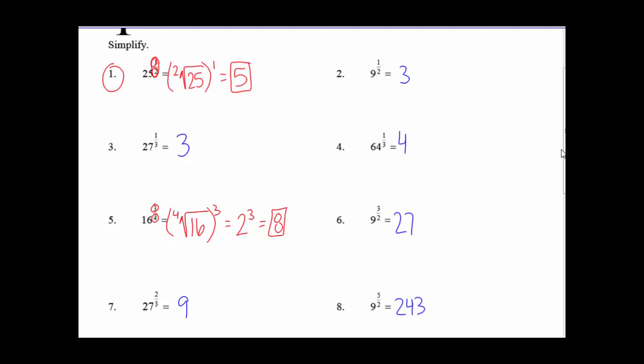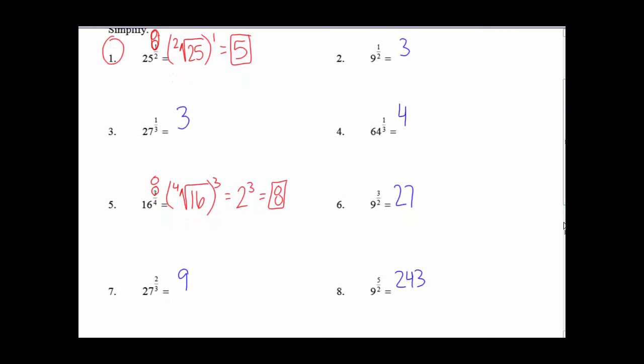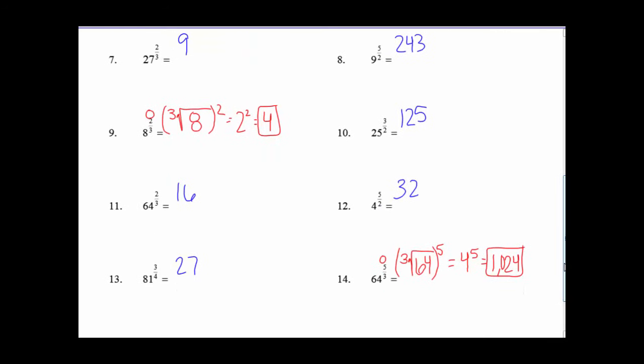Welcome back. So let's go through the answers for these ones. Also make sure on your page you're showing all your work and double check your answers are correct. Number 2, you should have gotten 3. Number 3 was 3. Number 4 was 4. Number 7 was 9. Number 8 should have been 243. Number 10, 125. Number 11, 16. Number 12, 32. And finally, number 13, 27. If you have any questions on any of these, feel free to ask us.